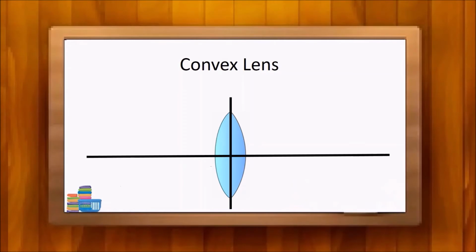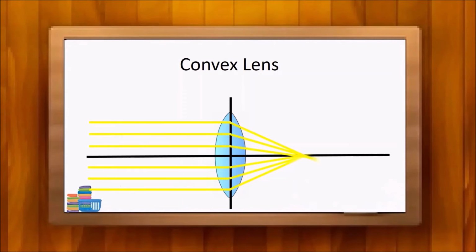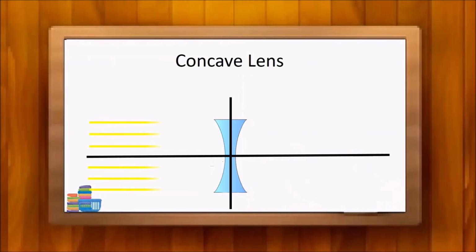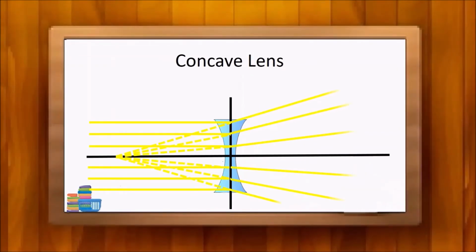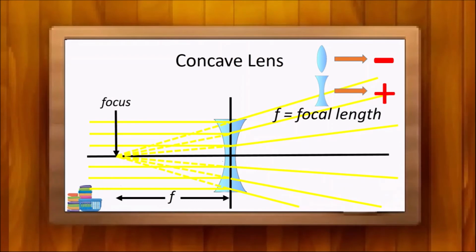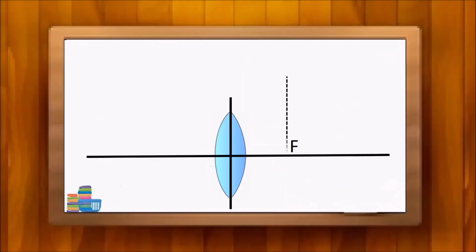The focus of a convex lens is defined where the rays that come parallel to the principal axis converge to. Of a concave lens, the focus is where the rays that come parallel to the principal axis seem to be diverging from. The distance between the focus and the optical center is called the focal length. Focal length of a convex lens is considered as a negative value, while that of a concave lens is considered positive.